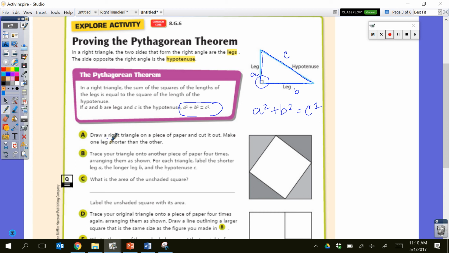So what they want us to do is draw a right triangle on a piece of paper and cut it out. Make one leg shorter than the other. Trace your triangle onto another piece of paper 4 times, arranging them as shown. For each triangle, label the shorter leg A, the longer leg B, and the hypotenuse C. So we're going to go ahead and use their diagram here. We're going to label all of our short legs A.